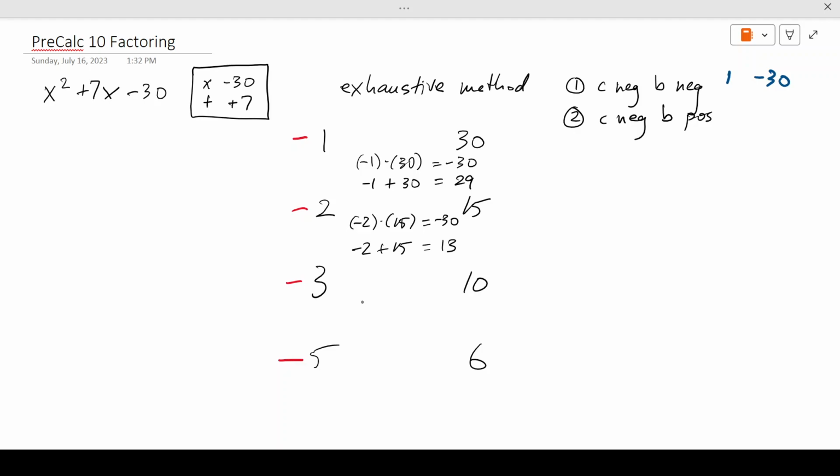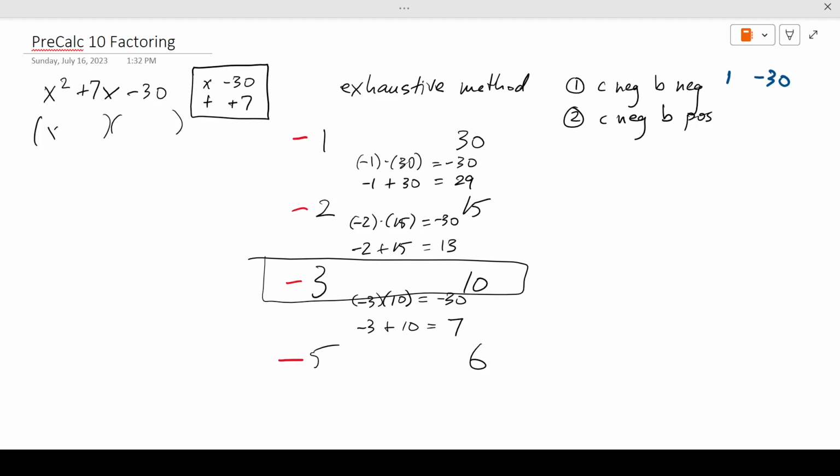Next, negative 3 times 10, that is indeed negative 30, as expected, just double checking. Negative 3 plus 10, that is positive 7. Lo and behold, there we have it. That's what we wanted. We wanted two numbers that multiply to negative 30 and add to positive 7, and there they are, negative 3 and 10. So this one factors into x minus 3 because of the negative 3, and x plus 10.